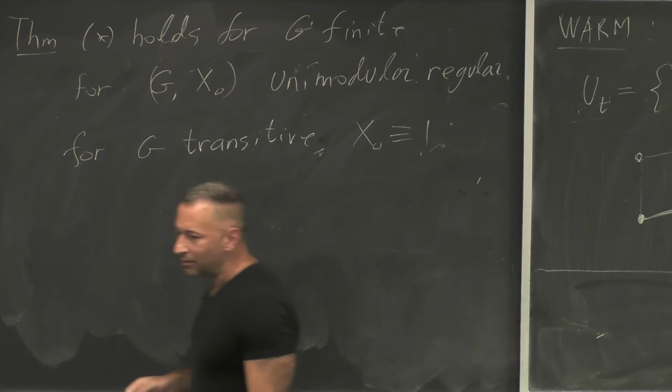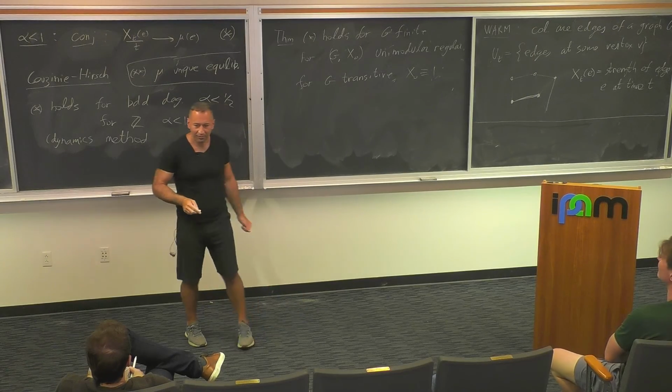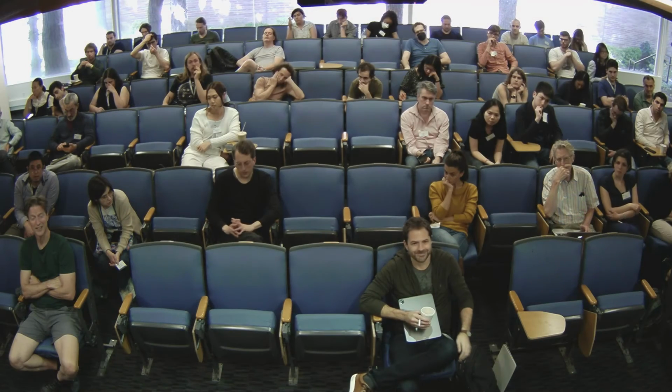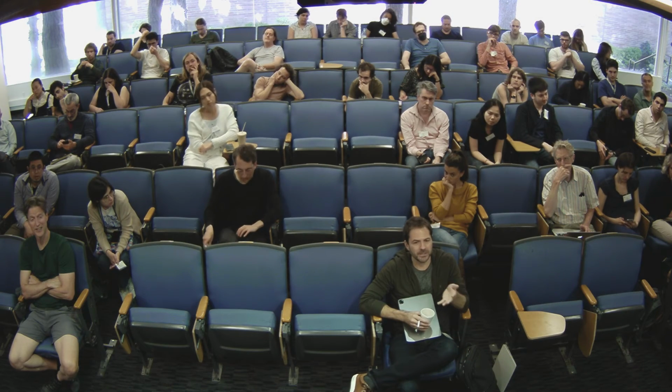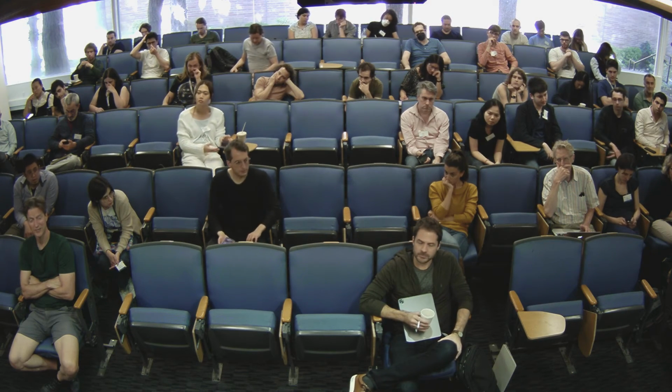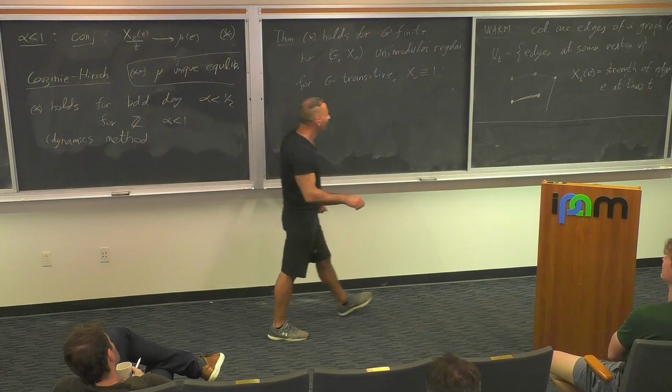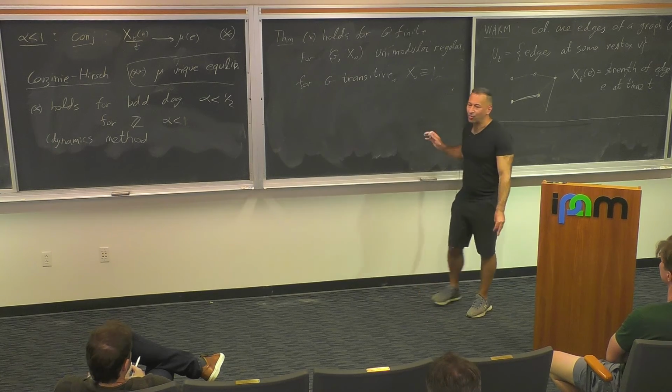And what is it in the transitive case then? What initial conditions? With constant initial conditions. Initially, all the edges have the same strength. Okay. Yeah. So you need all the edges to be initially equal.